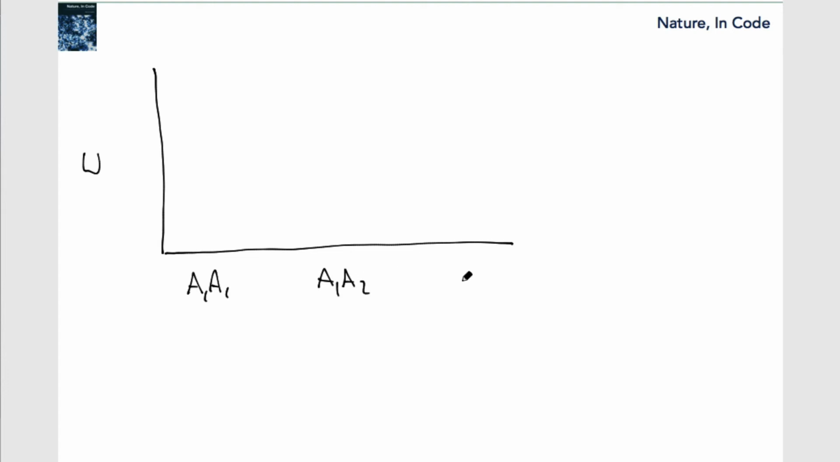Based on what we just developed, we can draw a graph like this. We're going to plot fitness here, and we have our 3 possible genotypes, A1A1, A1A2, and A2A2. We have established that A1A1 has fitness 1. We have also established that A2A2 has a lower fitness, and it is lower by exactly S. So this is 1 minus s here.